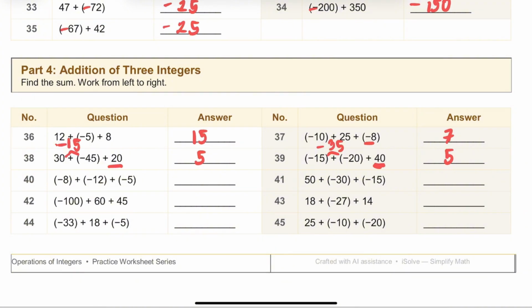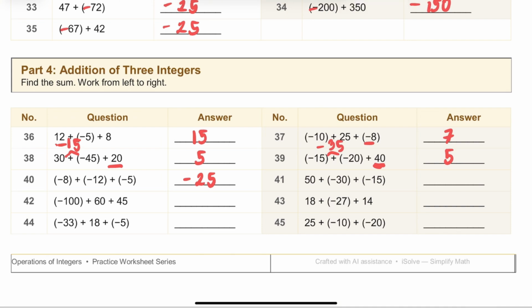Number 40. Now, in number 40, we have negative 8, negative 12, and negative 5. All of them have the same sign. If this is the case, we can just do the addition all at once because we're just going to add them. They have same signs. So 8 plus 12 plus 5, it will be 25. And then copy the sign, negative. That's it.